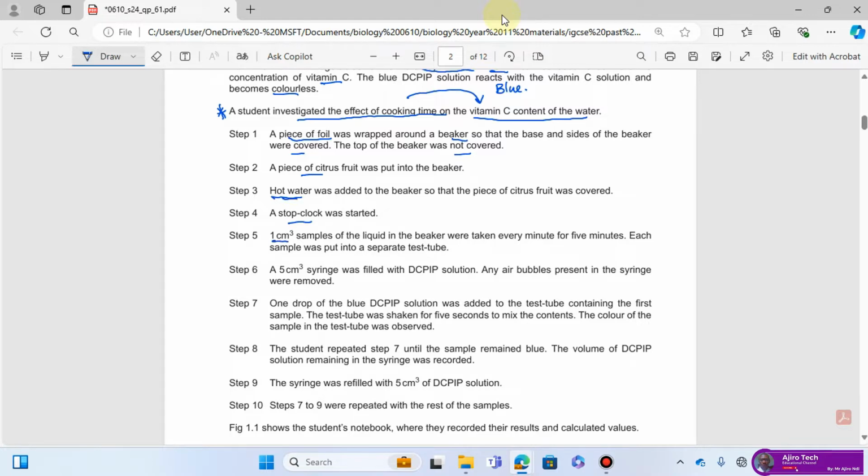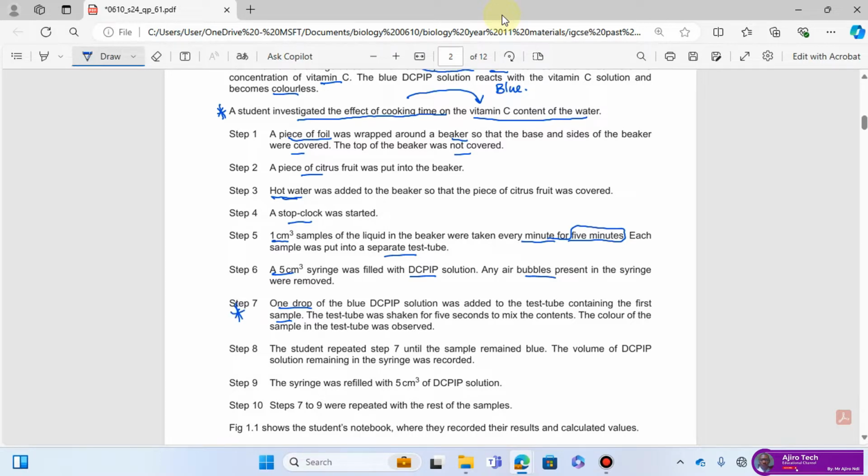Now it says 1 cm cube sample of the liquid in the beaker were taken every 1 minute for 5 minutes, meaning the whole duration of the experiment took 5 minutes. At each minute, a cm cube of the liquid in the beaker where we have the citrus fruit and hot water was put into a separate test tube. A 5 cm cube syringe was filled with DCPIP solution, and any air bubble present in the syringe was removed. 1 drop of the DCPIP solution was added to the test tube containing the first sample. Now that's a procedure for getting our result.